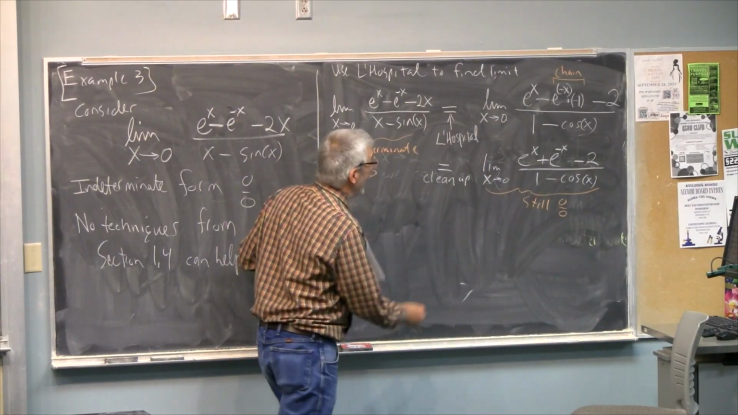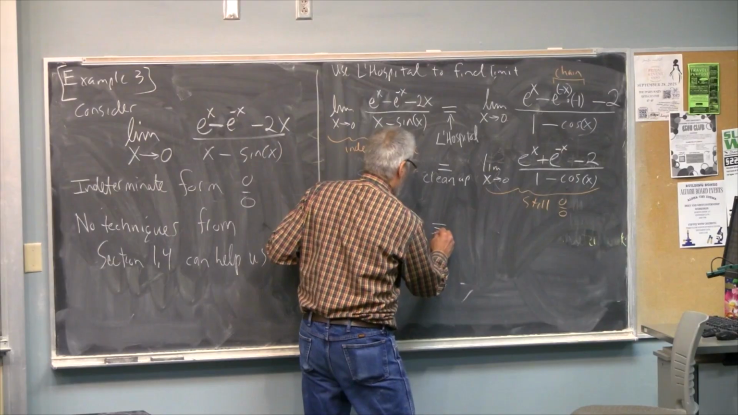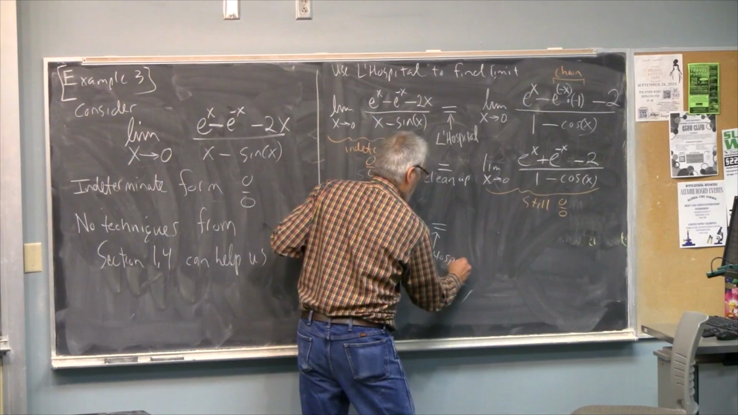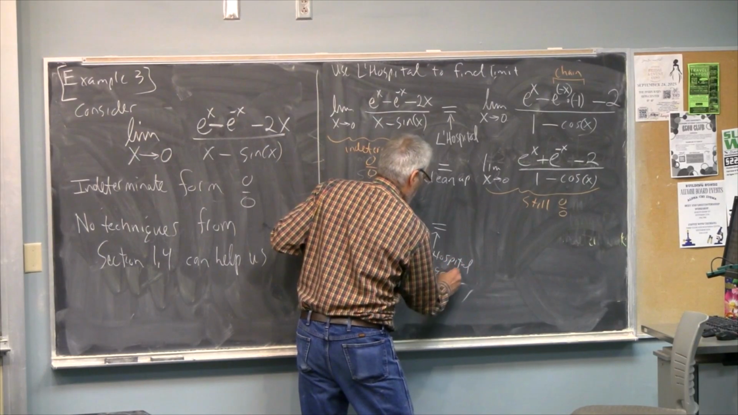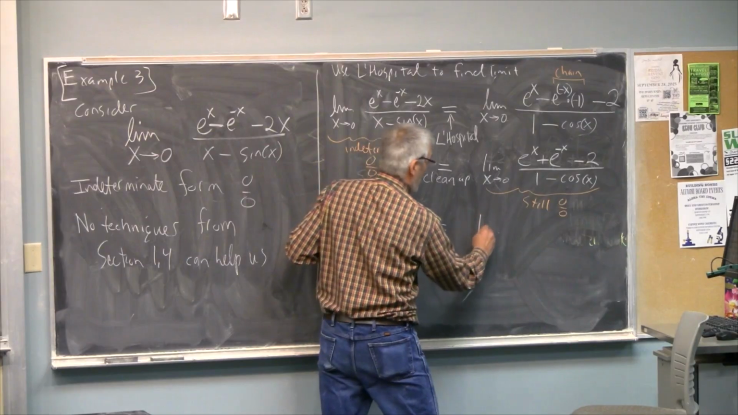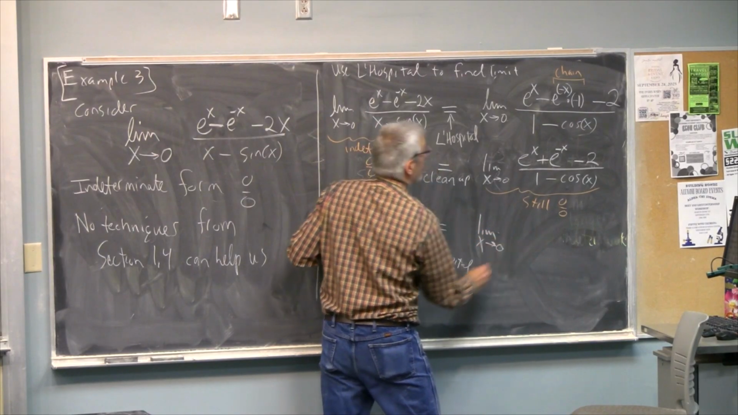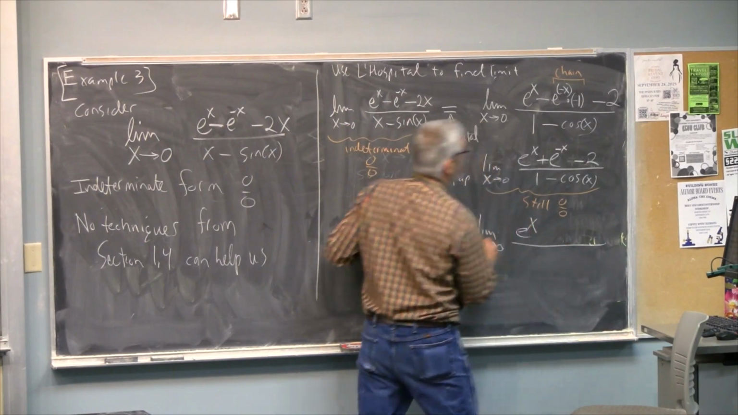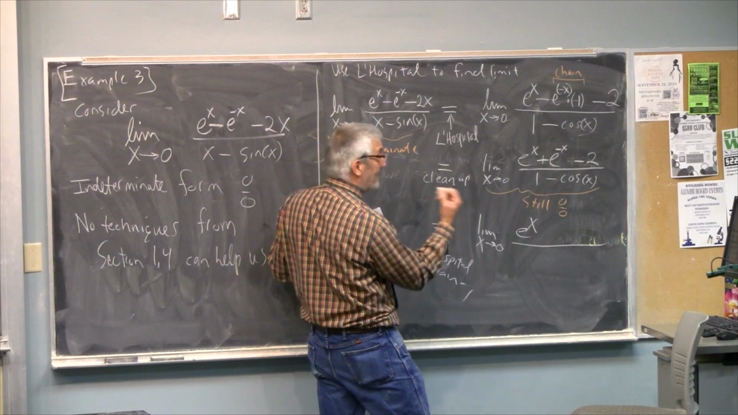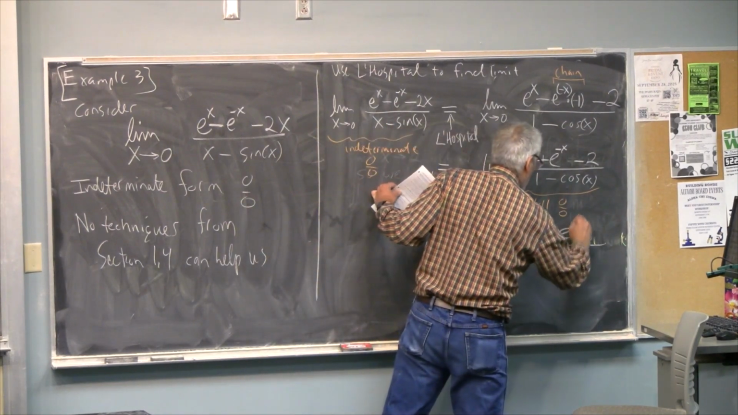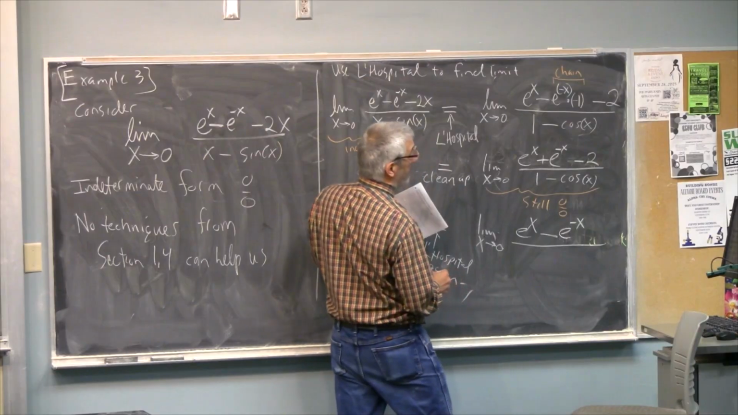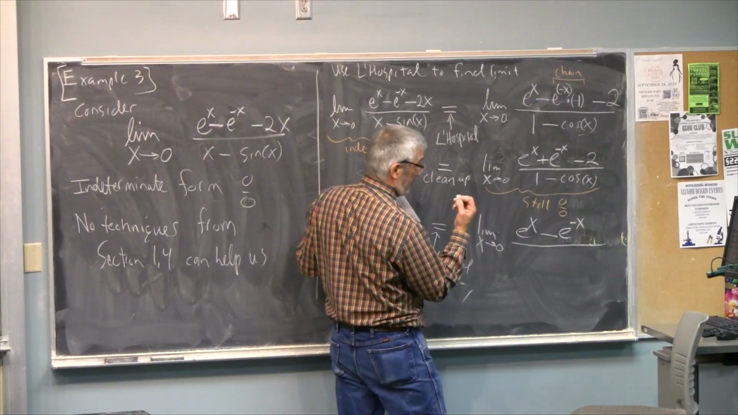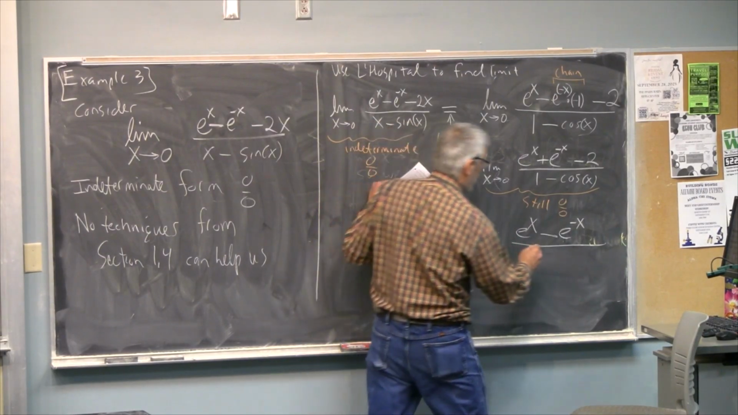So we use L'Hopital again. So I still have the limit in front. And the numerator, the derivative of e to the x is e to the x. The derivative of e to the minus x is minus e to the minus x. The derivative of the number negative 2 is 0. And the bottom derivative of 1 is 0. The derivative of minus cos x is sine x.